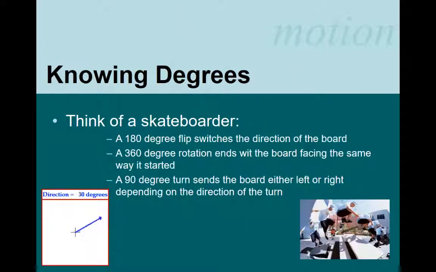So let's start by thinking of a skateboarder. A 180-degree flip switches the direction of the board. So if I'm facing one way and then I do a flip, the board is facing the opposite direction now. A 360-degree rotation is going to end with the board facing the same way it started, so you'll complete a full circle to get 360. And then a 90-degree turn is going to send the board either to the left or to the right, depending on the direction of the turn.